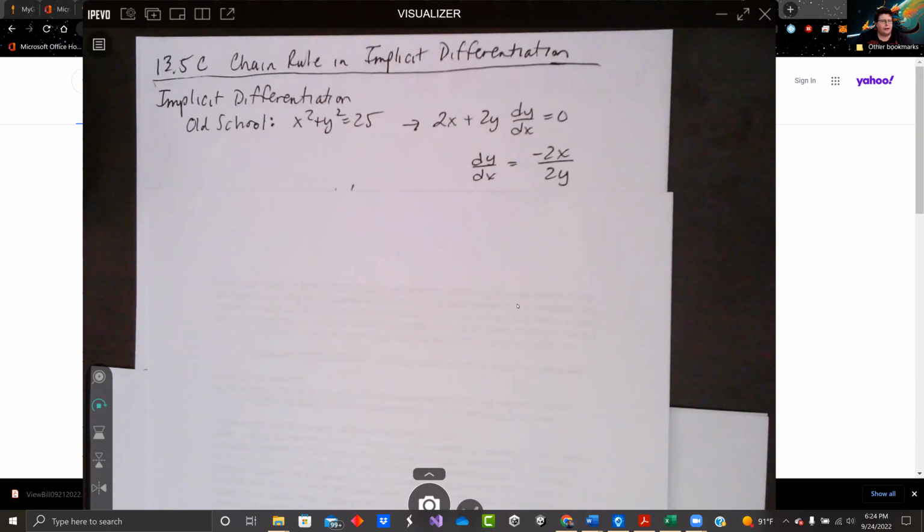We're in 13.5. We're looking at the chain rule for multivariable functions. Here, we're going to take a look at how we can use it for implicit differentiation. So remember way back in Calc 1, we did this.